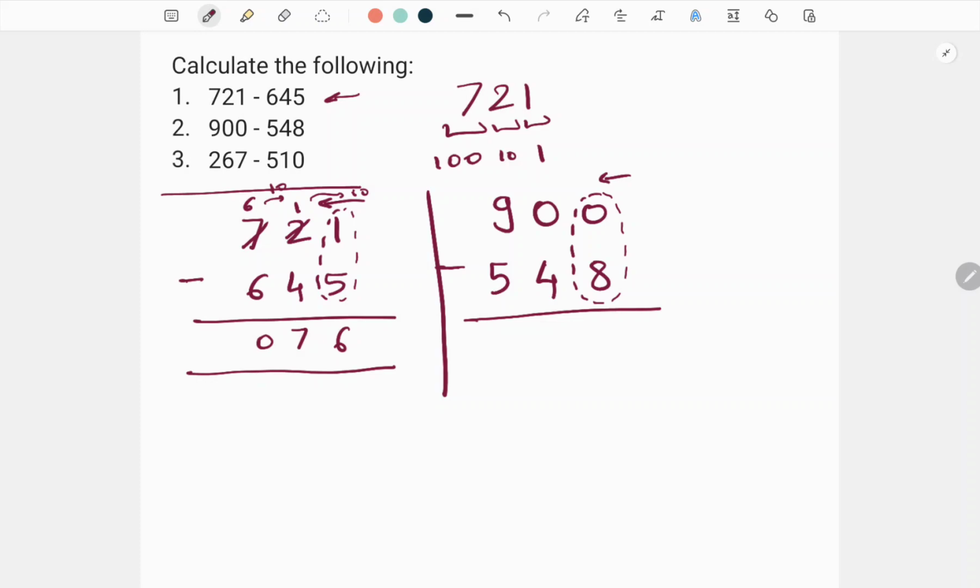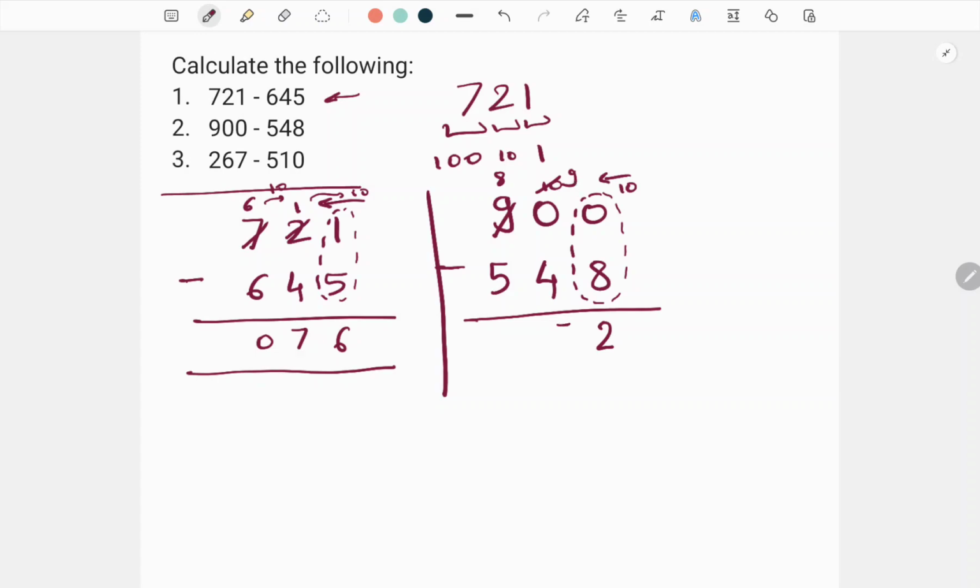I have 0 minus 8. That is not possible. So I look further to the left. There is a 0, and I cannot really borrow from 0, so I have to look further down. It's a 9. So I make this 9 into an 8. The 0 becomes a 10 here. This 10 is again broken because I need to carry forward to the units place. So this 10 also becomes 9, and then this 0 becomes 10. So 10 minus 8 becomes 2.